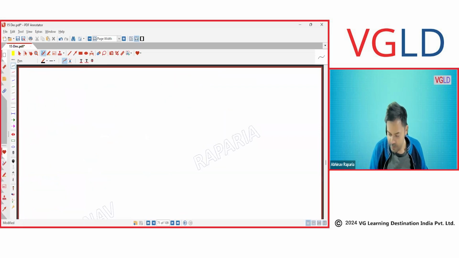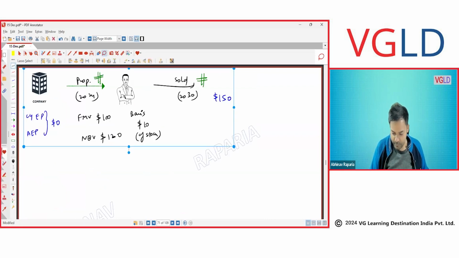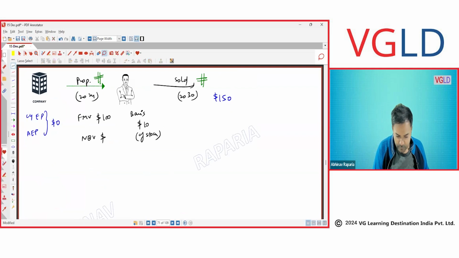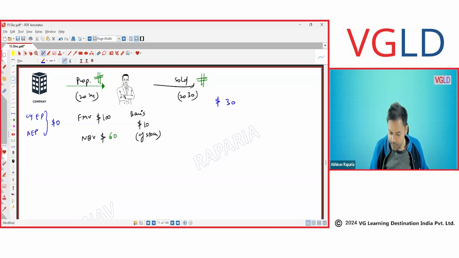Let's try one more. 60. You are selling for 30. Gain here, gain here, gain here.